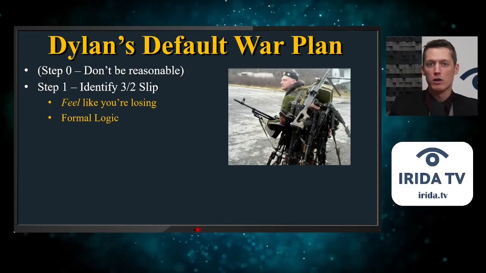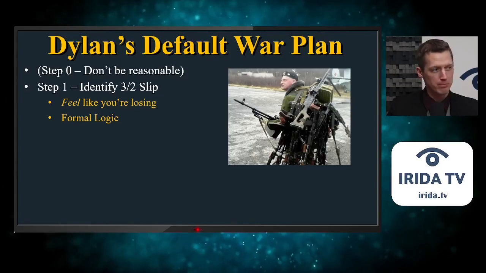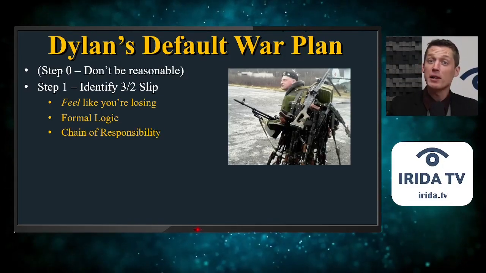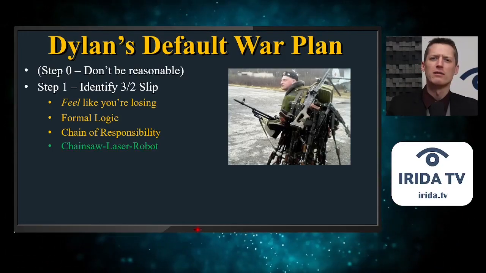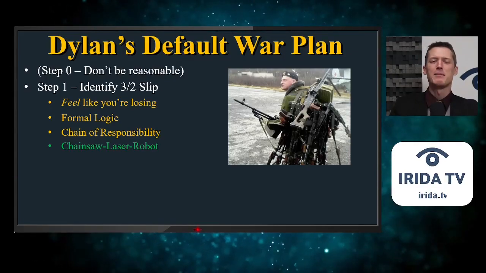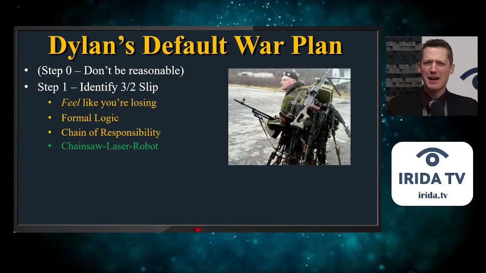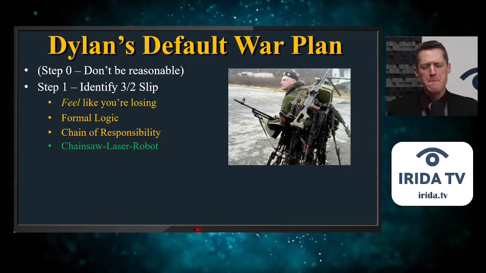We talked about utilizing formal logic to identify 3-2 slips. Perfectly good method. We talked about the chain of responsibility, which I think is an awesome method. I'm going to add one here: chainsaw laser robot. In my discussions with people, as I was formulating these ideas, I'm a guy that needs to bounce ideas off of other people to figure them out.